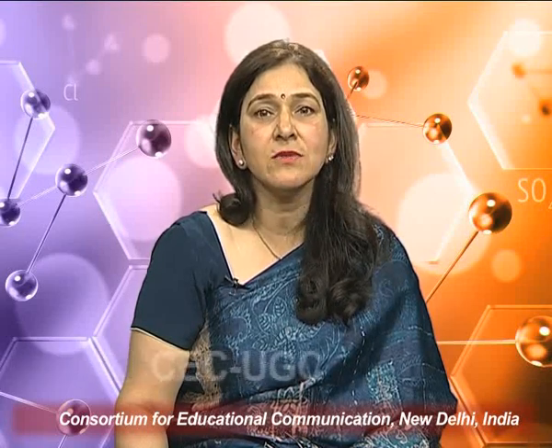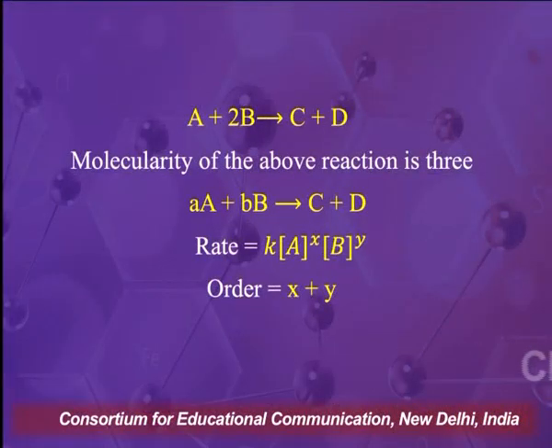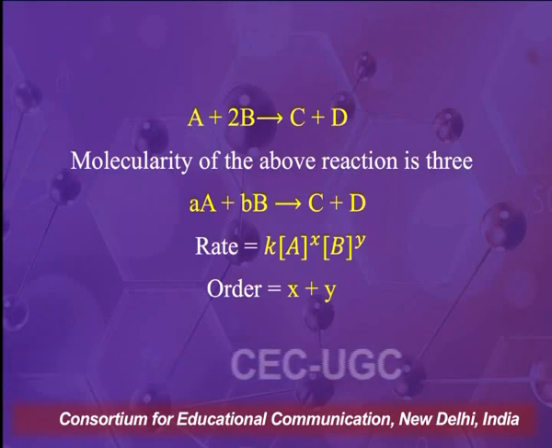We can define the order of a reaction as the sum of the powers to which the reactant concentrations are raised in the rate law equation, and the molecularity is defined as the number of atoms or molecules that take part in the rate determining step. If we have a reaction A + 2B gives C + D, the molecularity of the above reaction will be 1 + 2 = 3.